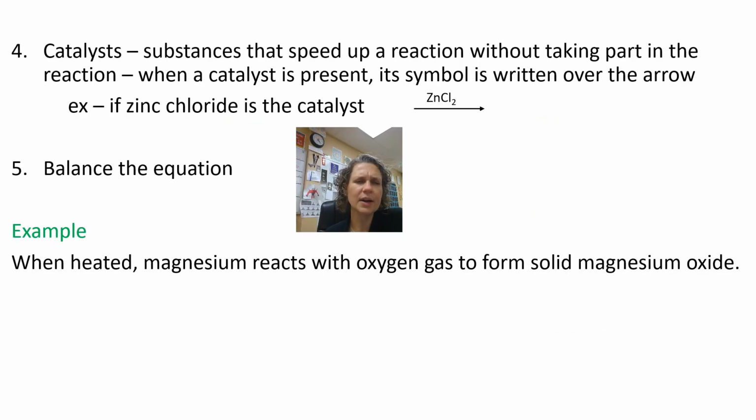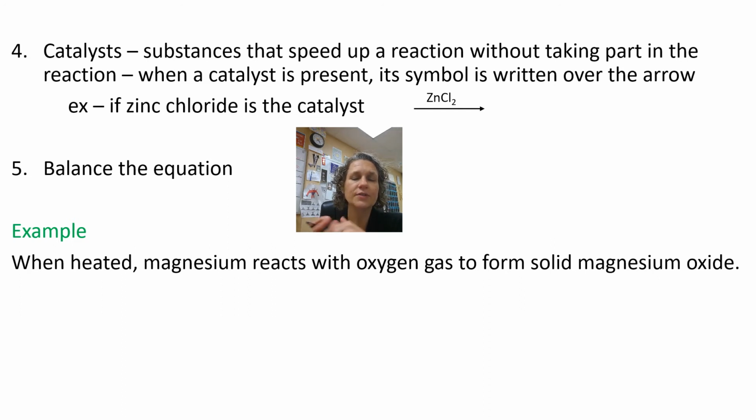Okay, next step, we won't deal with this as much, but in a lot of chemical reactions, there is a catalyst that is needed. A catalyst is a substance that speeds up a reaction, but doesn't become part of the reaction. So it is not ever in the products. It's never in the reactants either, but it is part of the reaction, basically a place for the reaction to happen. And if you do have a catalyst present, then you write the symbol over the arrow.